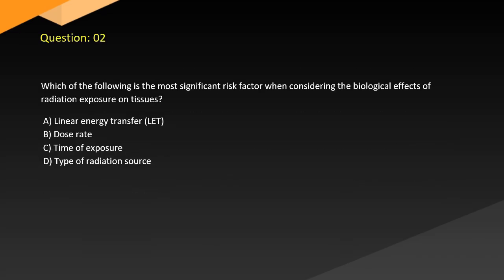Question 2. Which of the following is the most significant risk factor when considering the biological effects of radiation exposure on tissues? A. Linear energy transfer, LET. B. Dose rate. C. Time of exposure. D. Type of radiation source.